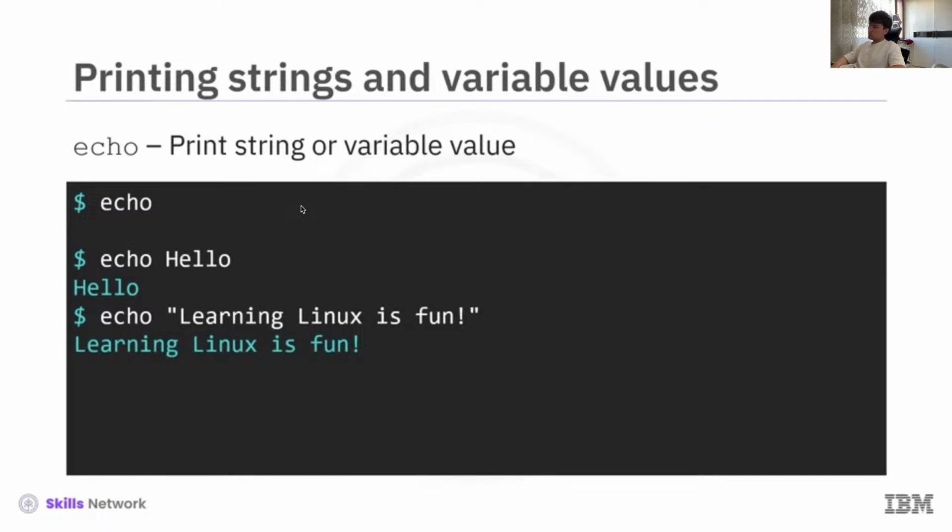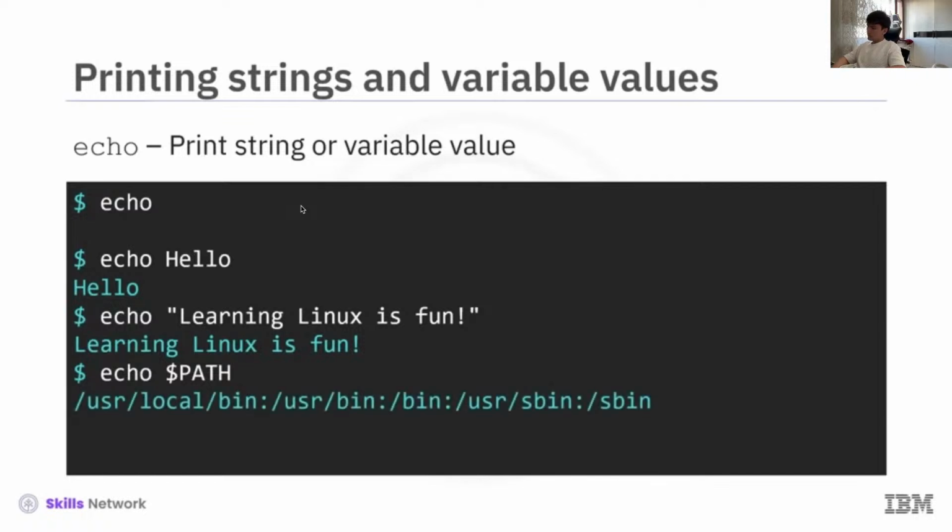Additionally, you can view the value of a variable, such as our system's path variable, by typing a $ sign followed by the variable name. This can be helpful when troubleshooting or scripting. Here you can see each path of your system's path variable delimited by colons.